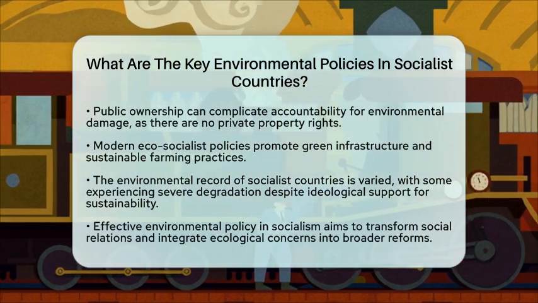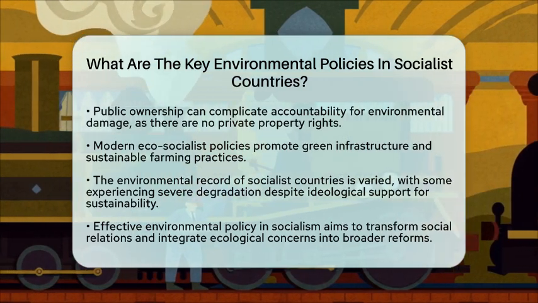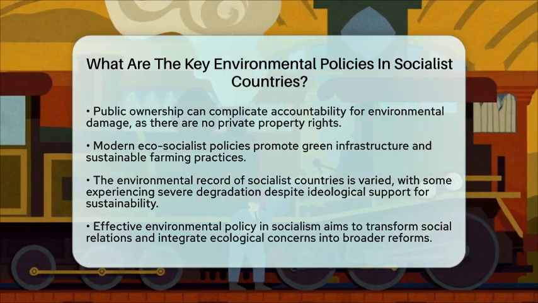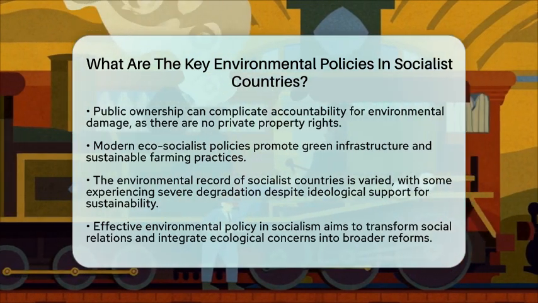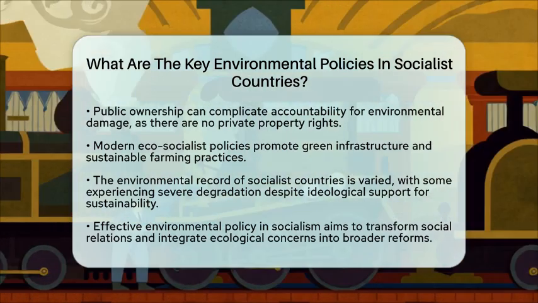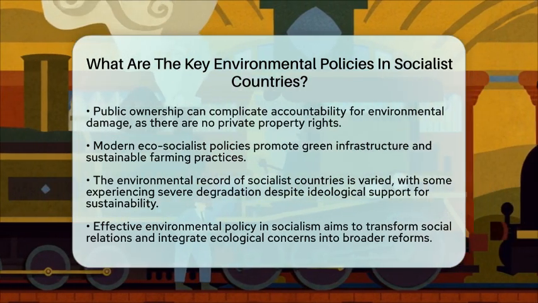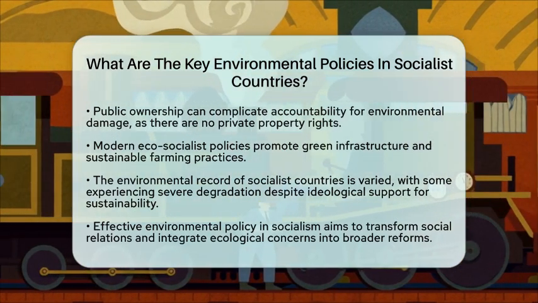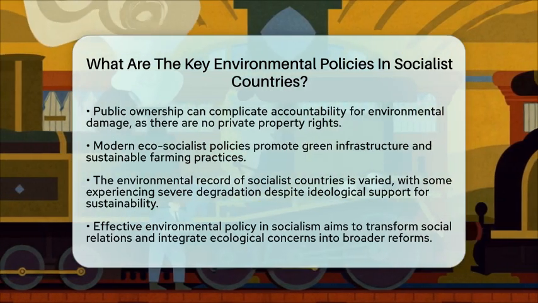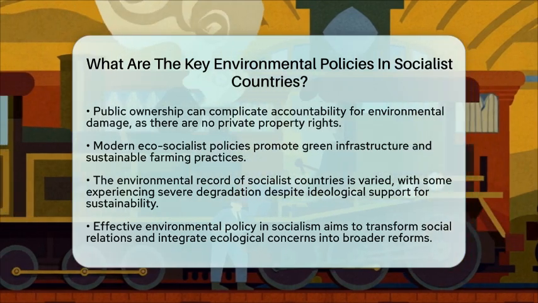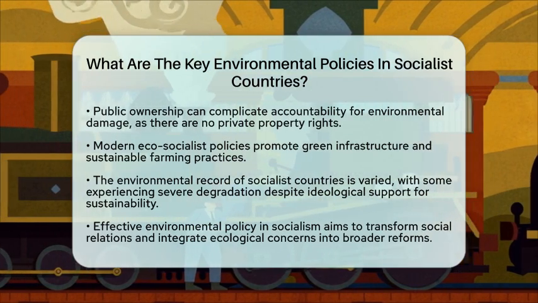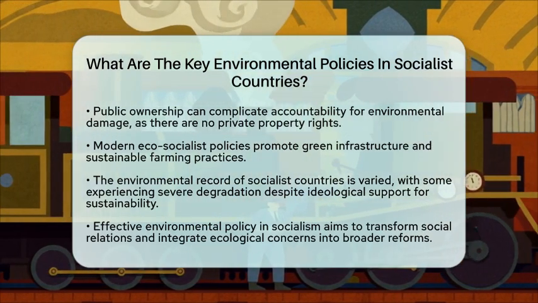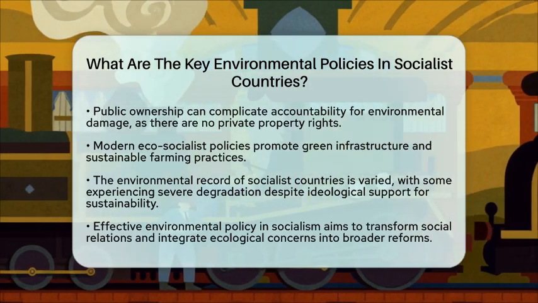In practice, the environmental record of socialist countries has been mixed. While the ideology supports sustainable development and social justice, some states have experienced severe environmental degradation. This often stems from prioritizing industrial output and economic goals over ecological concerns. Examples include high pollution levels in East Germany and deforestation in Venezuela linked to state-run industries.